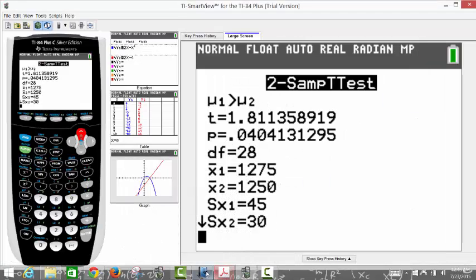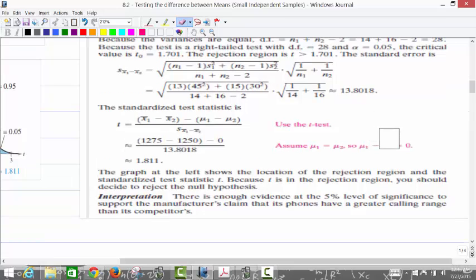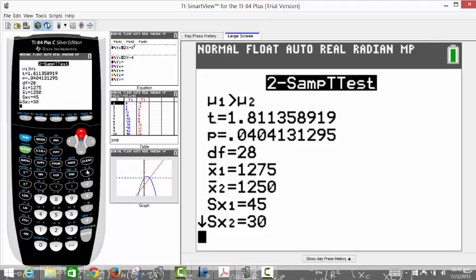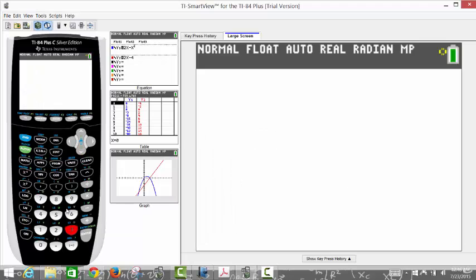1.811, so let's go back up here. I'm not sure what that 37.7 number was. You see this 13.8018. Unless that is the first part in the calculator without multiplying by the second part. I think I'll check that just for a second here. I'm not going to dwell on this if that's not right. I'm going to go 37. Oh, it went away on me. I think it was 713, something like that.